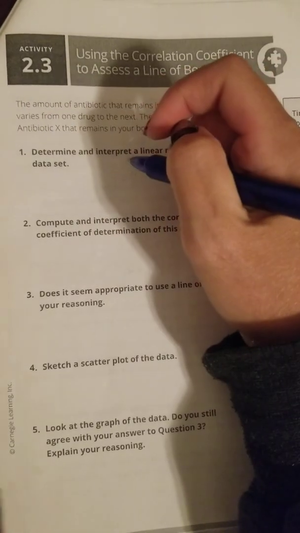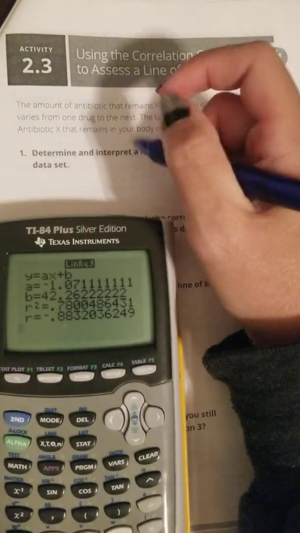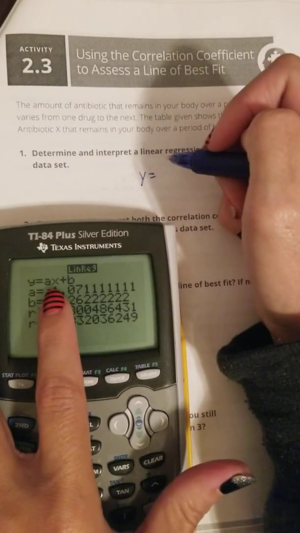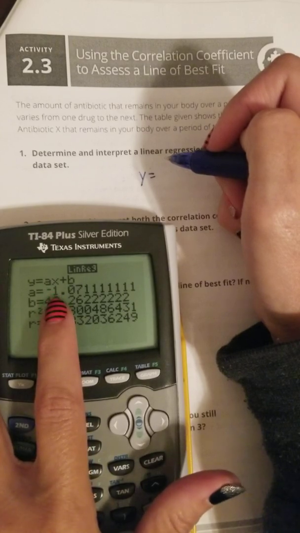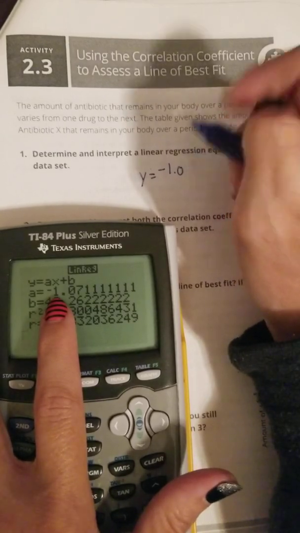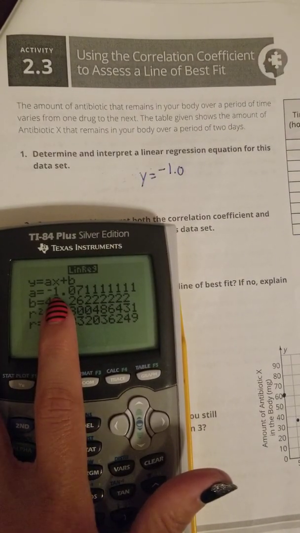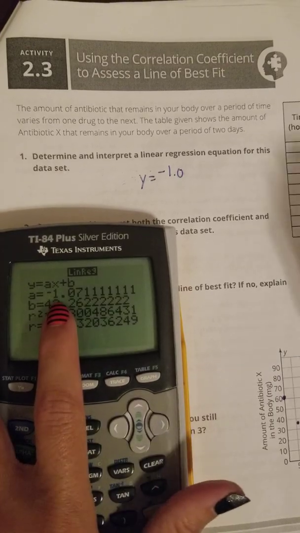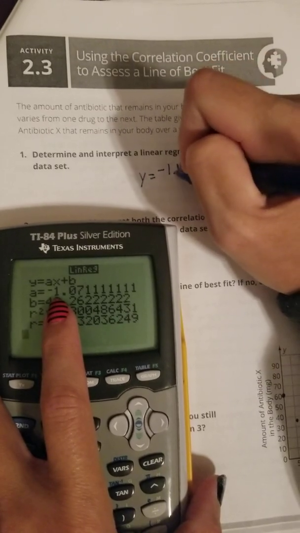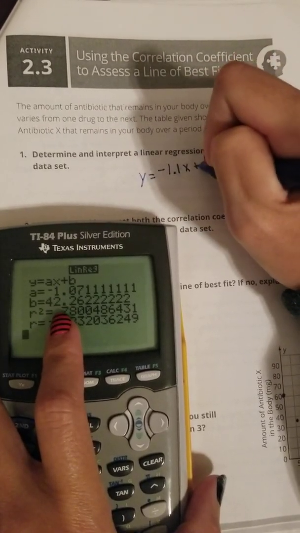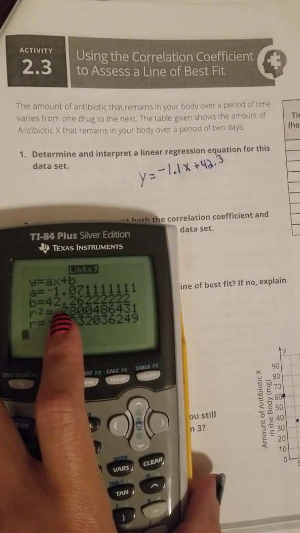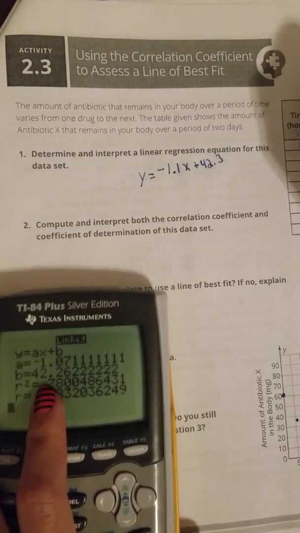So number 1, we're going to write the equation of the line of linear regression. Remember, that's in slope-intercept form. Your calculator uses ax plus b. A is your slope, negative 1.07, and we'll actually just round that to negative 1.1. Really doesn't matter where you round. x plus 42.3. So that will be our linear regression equation.